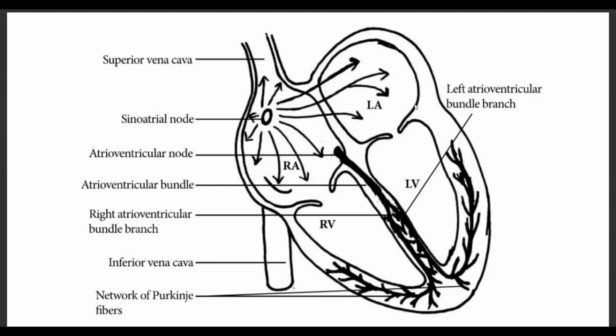Now, the AV node transmits the electrical signal from the atria to the ventricles. And the AV bundle branches and Purkinje fibers transmit the electrical impulse from the AV bundle to the apex of the myocardium. Due to this, a wave of ventricular contraction begins. This contraction sweeps upward and outward, pumping blood simultaneously.